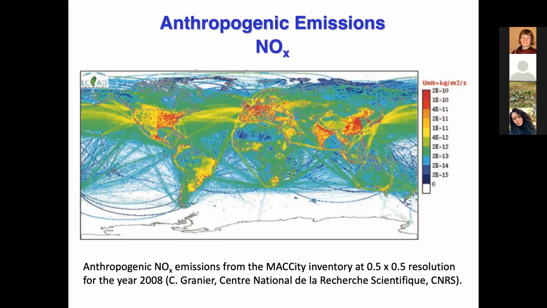This is now a nice example for NOx emissions, anthropogenic NOx emissions. You can nicely see the ship traffic, how the ships go, how the airplanes fly here. So this includes both now. This is anthropogenic NOx emission from the MACCity inventory for the year 2008.